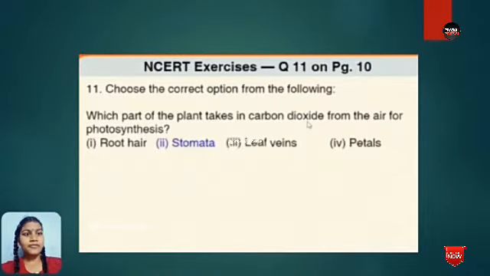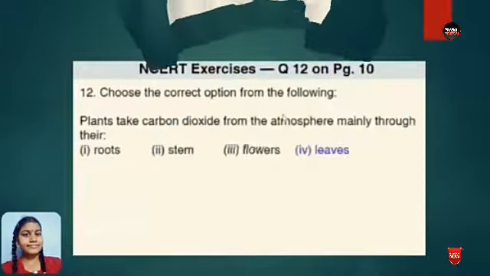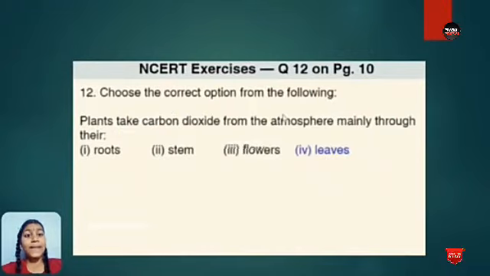Choose the correct option from the following. I will only give these two to choose the correct answer because we learn only these in this class. In further classes, we will attend all these questions. Which part of the plant takes in carbon dioxide from the air for photosynthesis? This is stomata. Plants take carbon dioxide from the atmosphere, mainly through their leaves.